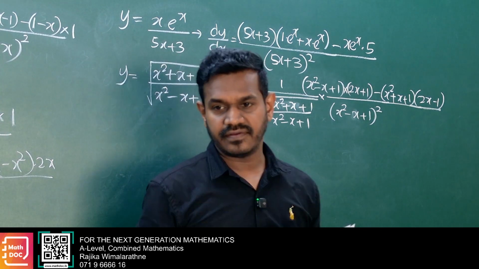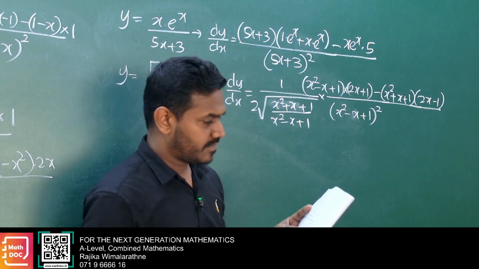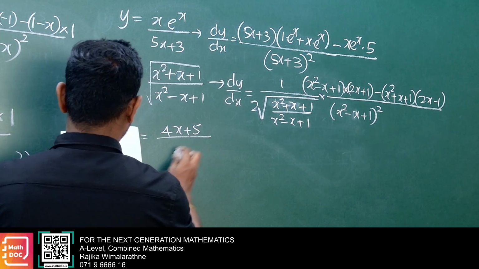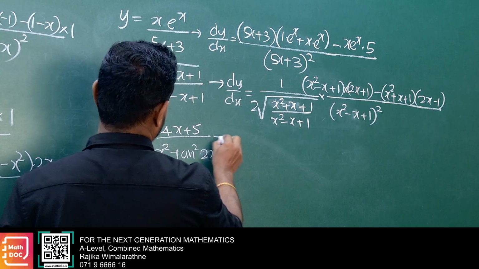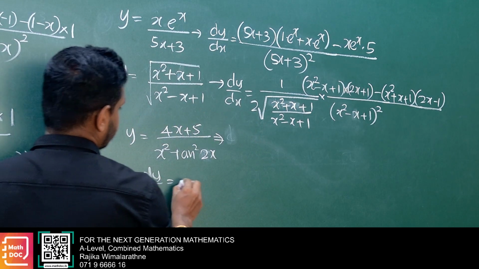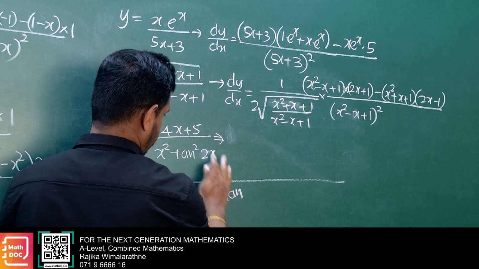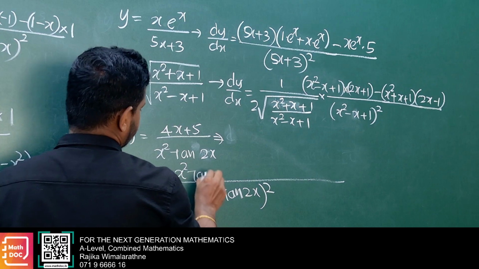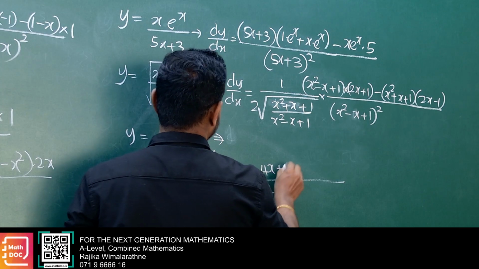Identify the proper combination. There can be different techniques. If you have any different answers, just ask me. Then y equals 4x plus 5 over x squared tan 2x. Then dy by dx: denominator square, denominator times derivative of numerator 4, minus numerator times derivative of denominator.